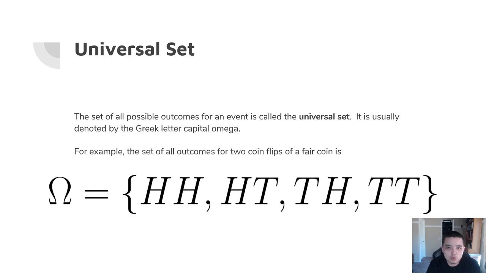So at least when it comes to the notion of flipping two coins, this is going to be what's called our universal set. The set of all possible outcomes for an event is called a universal set. It is usually denoted by the Greek letter capital omega. So as you have stated, the universal set of all outcomes for two coin flips is as seen on the screen there.